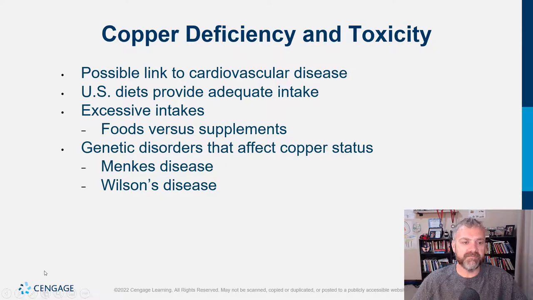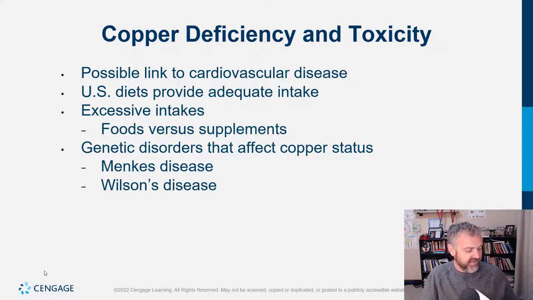Copper deficiency is possibly linked to cardiovascular disease, not sure yet. U.S. diets provide adequate intake, so we're not super worried about it. Unless you're supplementing, you shouldn't be reaching any toxicity levels. There are some genetic conditions, though, that affect copper status: Menkes disease and Wilson's disease. Wilson's disease leads to this interesting copper storage in the eye, like a golden ring in the eye. You have to Google it. That's kind of neat, but barring those genetic conditions, we don't have any huge concerns here.